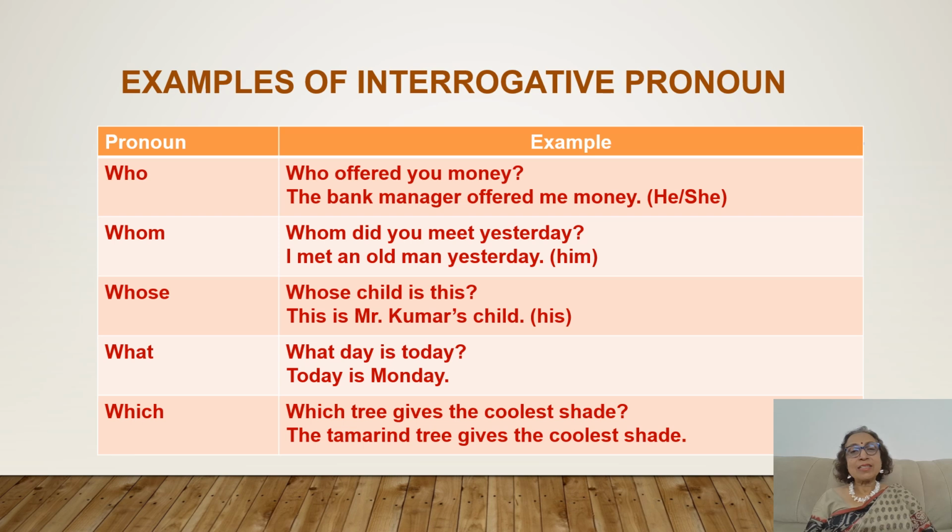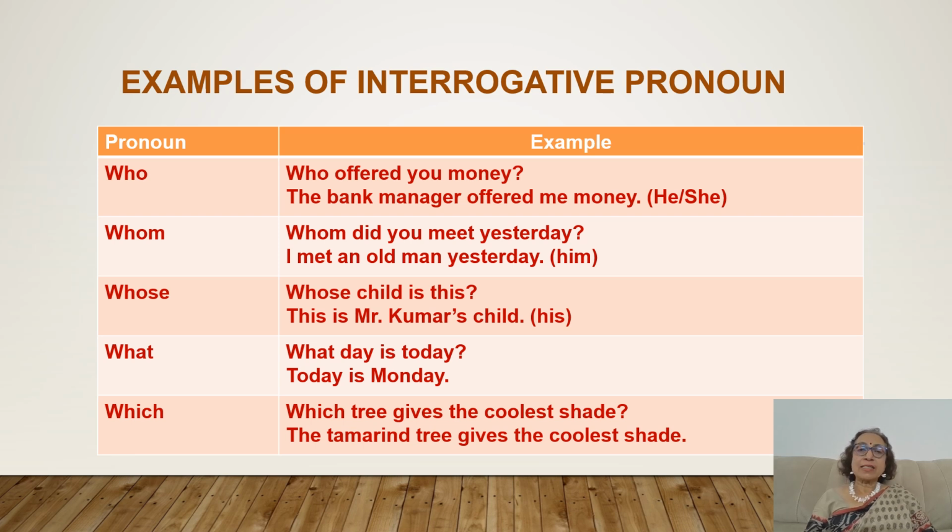Whom? The answer is him. That means it is the object. It is not "I met he." We cannot say that. We say "I met him." So because it is him, the question word is whom. Then whose is for the possessive.